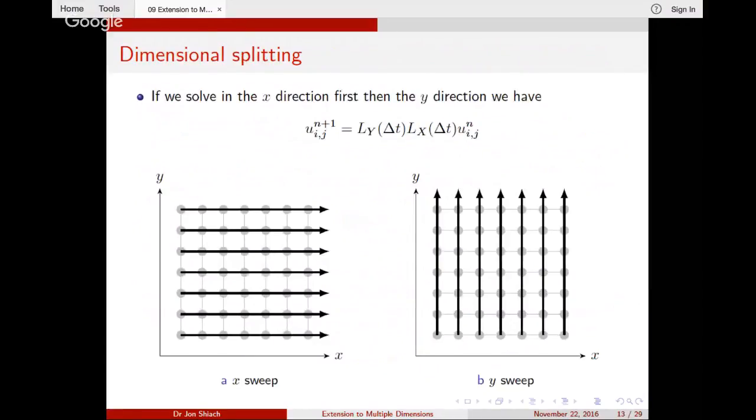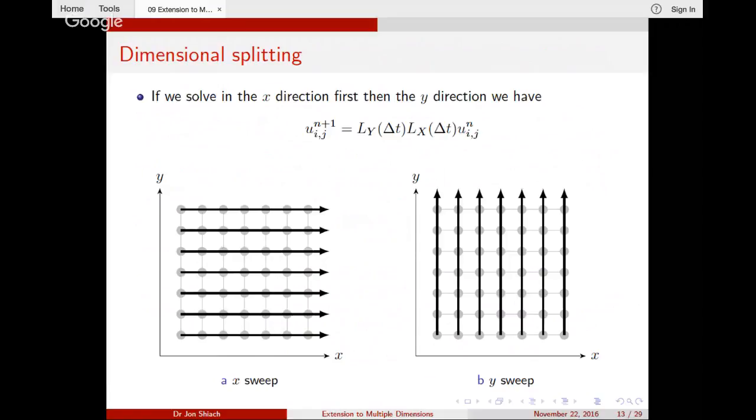Okay. What does it mean in terms of the solution? Well, if you've got a 2D domain, so we've got a 2D domain, all these finite difference nodes here. What we're doing is we're solving for lots of 1D problems in the x direction. So we do it like the x sweep.